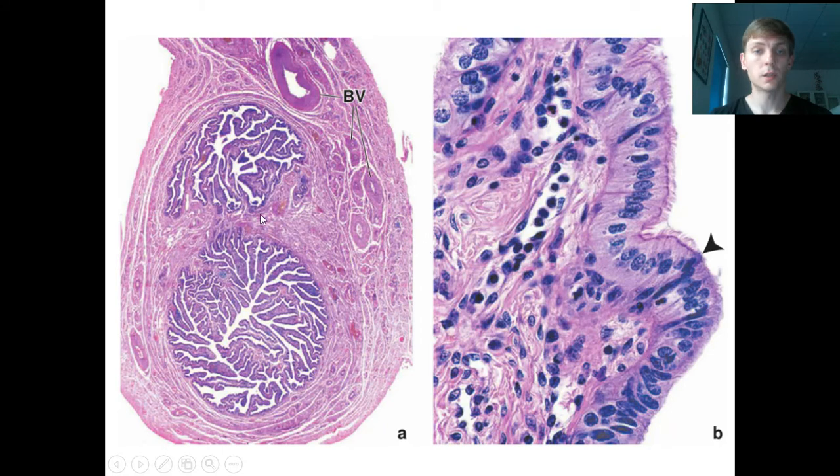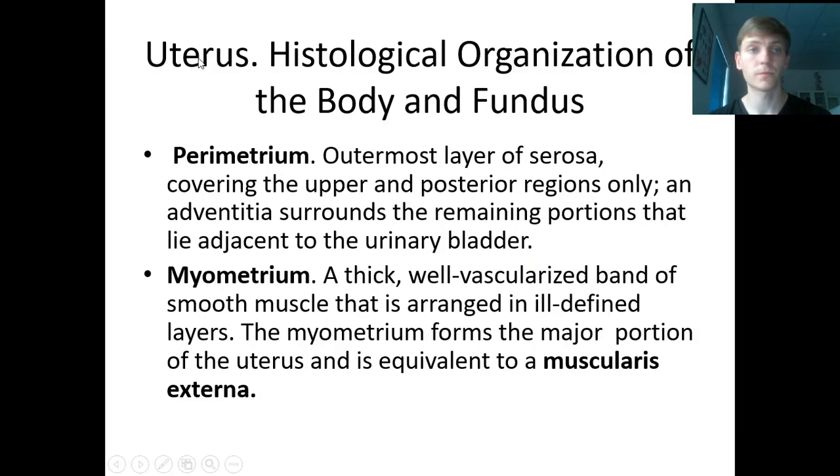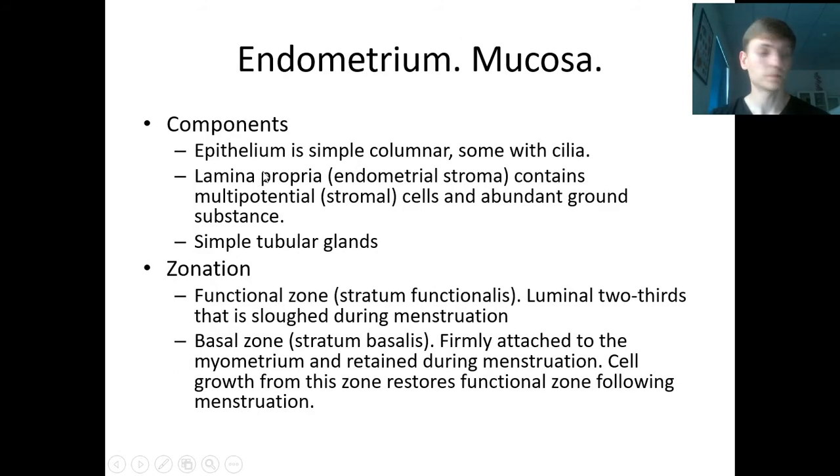So here it is. These are the structures, these folds of the fallopian tube. This is ciliated epithelium, columnar ciliated epithelium, which moves the embryo toward the uterus. Histological organization of the body and fundus: it's perimetrium, myometrium, and endometrium. The endometrium of the uterus is similar to a mucosa.